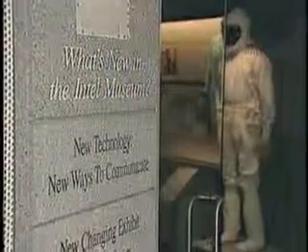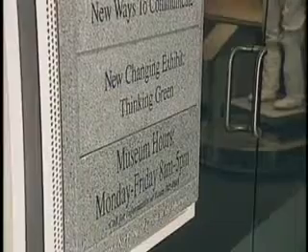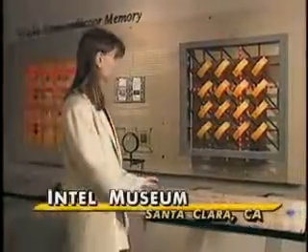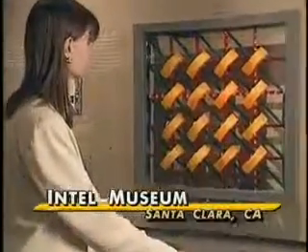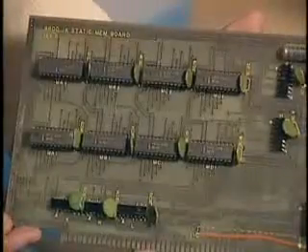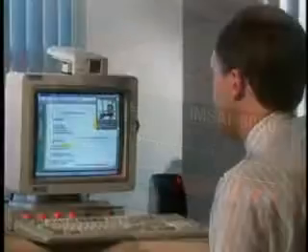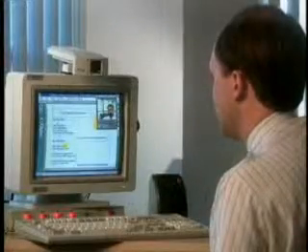The Intel Museum in Santa Clara, California is a microcosm of memory and microprocessor history. Within its compact rooms, you'll find displays explaining early core memory, the first DRAM or dynamic random access memory, and the first kit computers. They only go back about 20 years, but they are generations away from today's PCs.